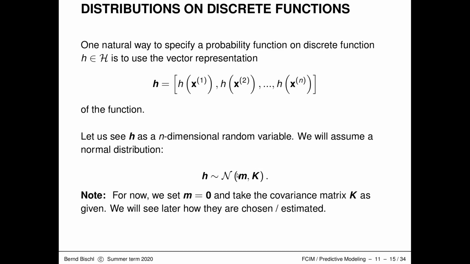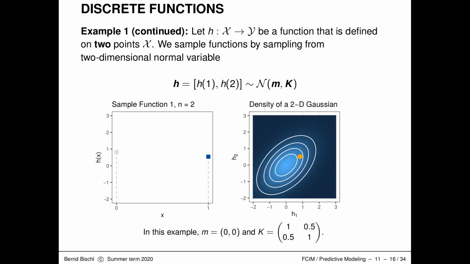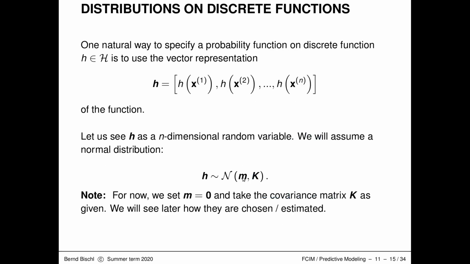I will make a simplifying assumption. If I'm using a Gaussian as a distribution, I know that the Gaussian is completely specified by its mean vector and its covariance matrix K. I will assume that this mean vector is always 0 for now, and you will later see why this is not a large restriction. For now, just give me some rope. I will also assume that this mean vector and this covariance matrix are completely pre-specified. I know them, and we will later see how they can be chosen and also estimated.